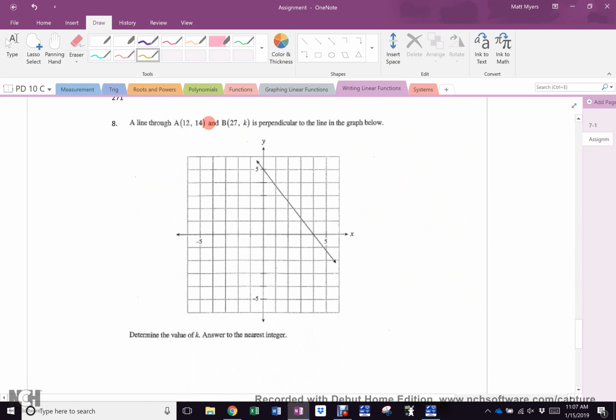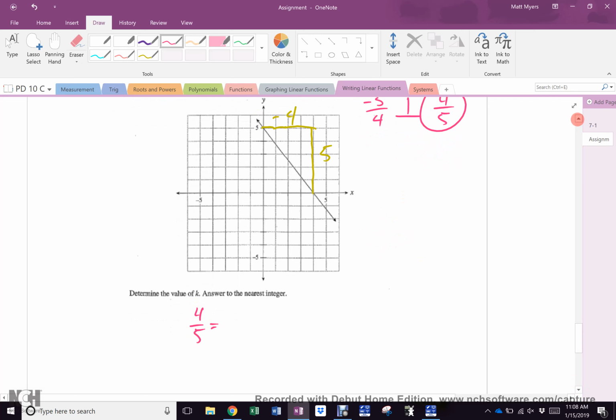A line through (12, 14) and (27, k) is perpendicular to this. So if I know this slope, which happens to be 1, 2, 3, 4, 5, 1, 2, 3, 4, 5, negative 4 is this slope, but I need perpendicular, so I take my negative 5/4, and I make it perpendicular to 4/5. That is the slope I need. 4/5, and I will move down here to work.